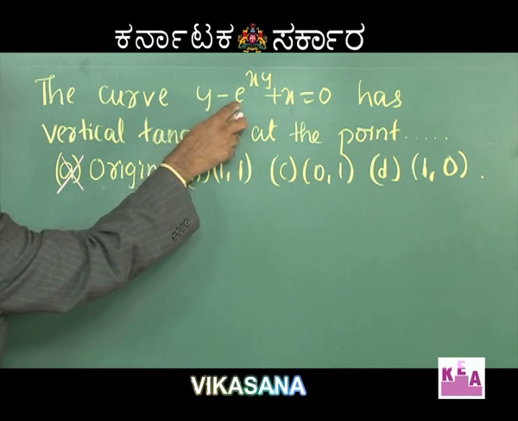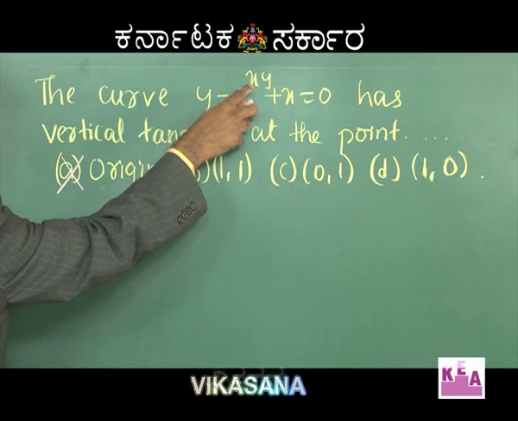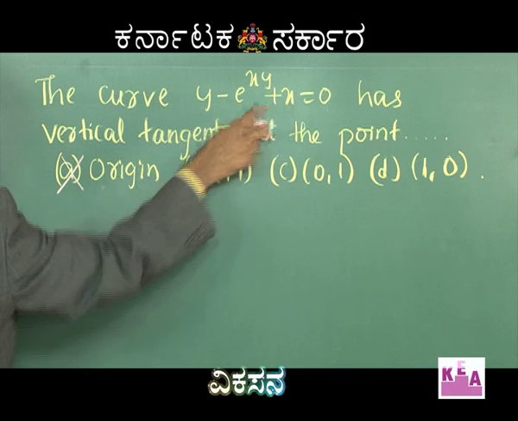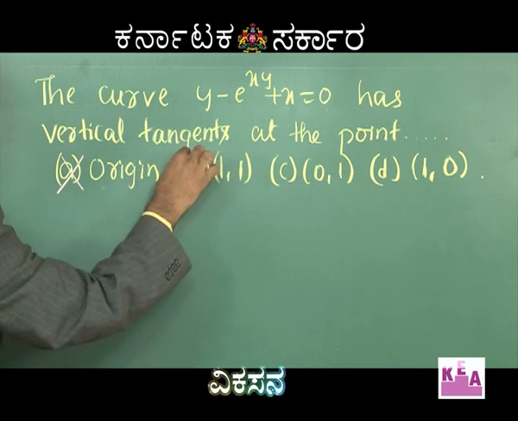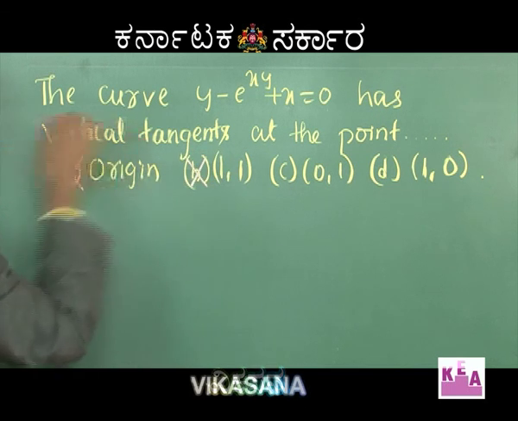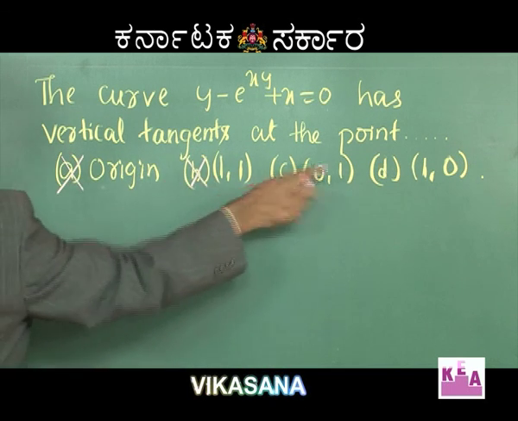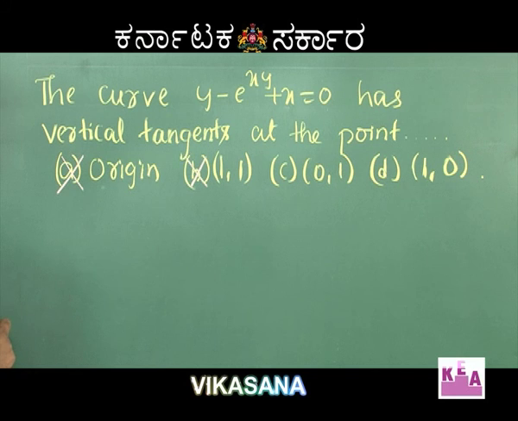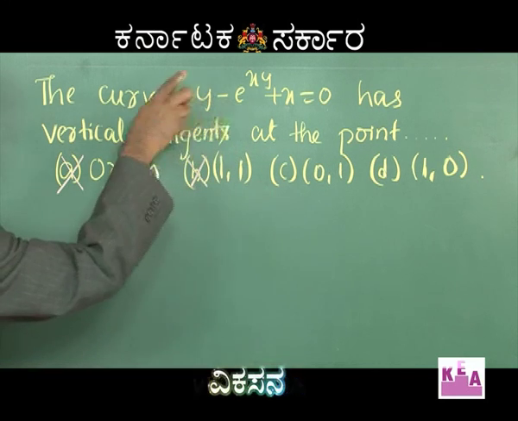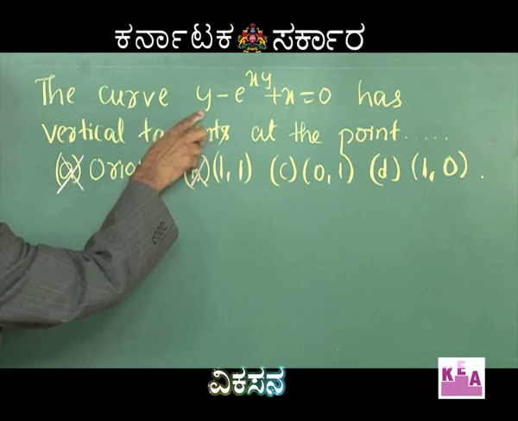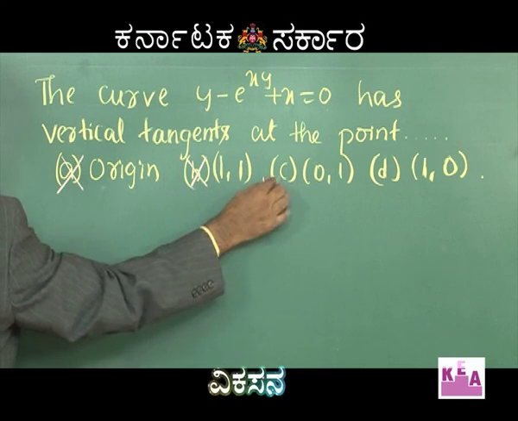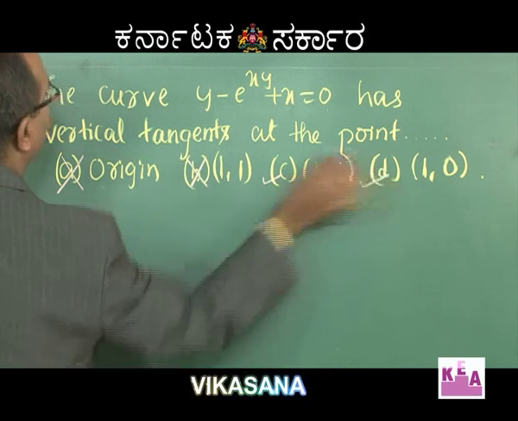1 minus e power 1 plus 1, that is 1 plus 1, 2. 2 minus e is not equal to 0. Option B is ruled out. Either option C or option D should be correct. If I put x is equal to 0, y is equal to 1, definitely you will get yes. Option C may be correct, and option D also may be correct.